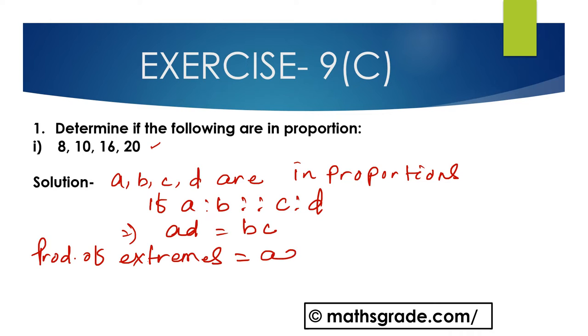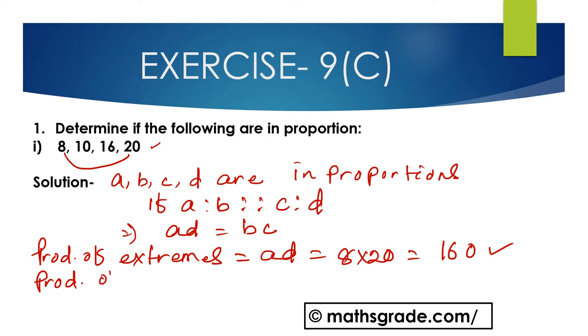extremes is AD, that is 8 multiplied by 20 is equal to 160, and product of mean is 10 multiplied with 16, that is 160. So product of extreme is equal to product of mean. 160 is equal to 160. So we get both the product of extreme and product of mean are equal. So the following numbers, that is 8, 10, 16 and 20 are in proportion.